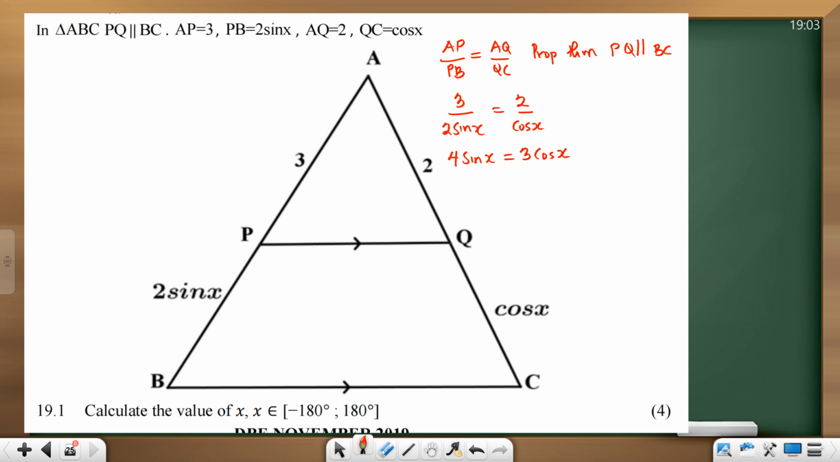We go back to general solutions. I need to get tan. Divide both sides by 3 cos x. So what do I have? 4 over 3 tan x equals 1. Divide both sides. What do you have? Tan x equals 3 over 4. Arctan of 3 over 4. What's your answer?